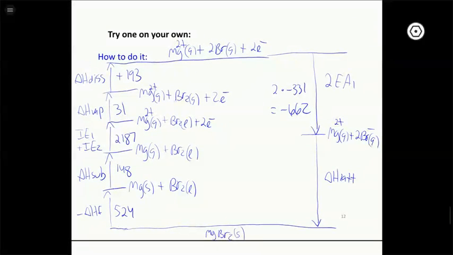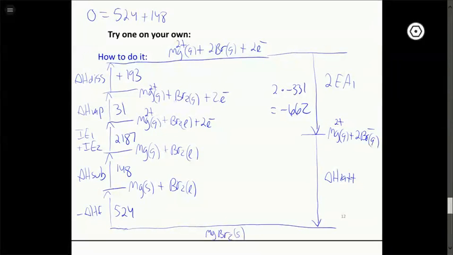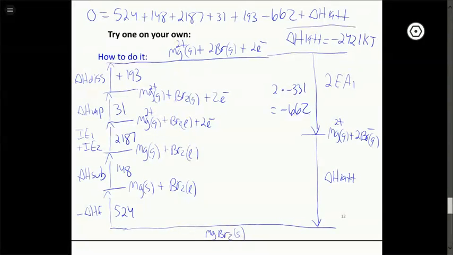Okay, so those are all the steps and all the known information that we have, and now we just have to add all of them up and set it equal to 0. So 0 is going to be 524 plus 148 plus 2187 plus 31 plus 193 minus 662 plus the lattice enthalpy. And again, we just have to solve for the lattice enthalpy. That's going to be minus 2421 kilojoules. So much larger than the last one, but again, it should be a negative number, which it is. Okay? So that's how we determine lattice enthalpy.